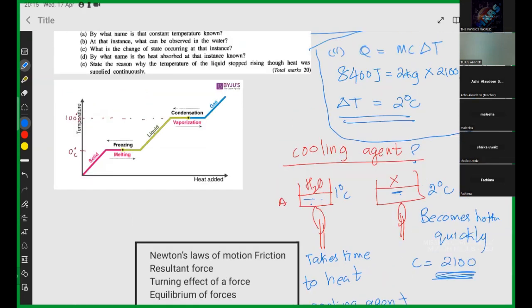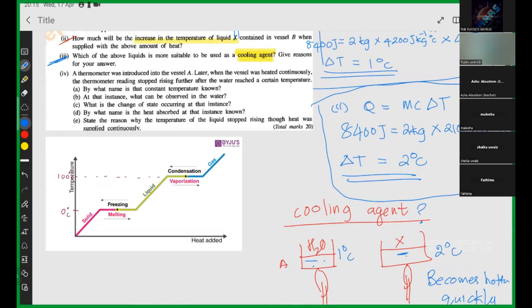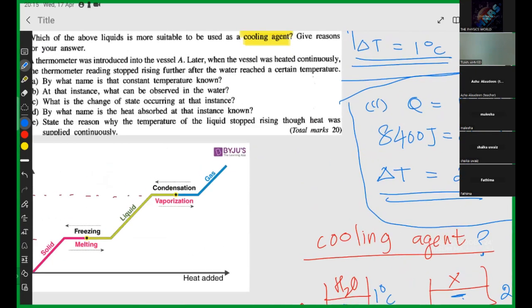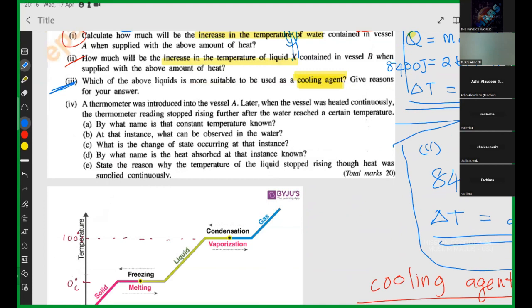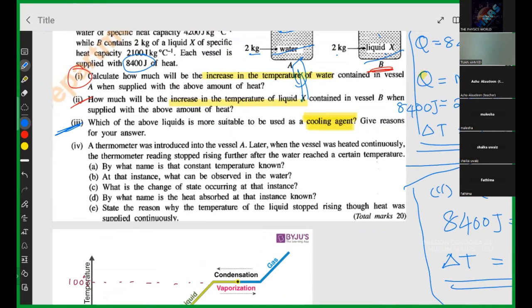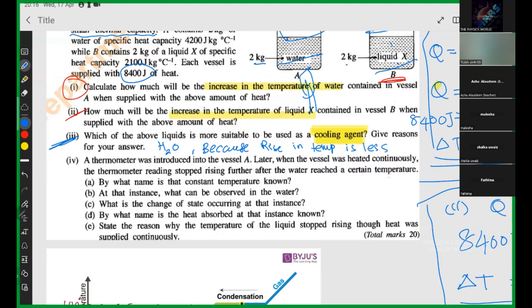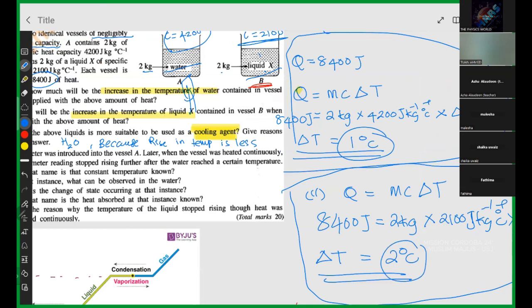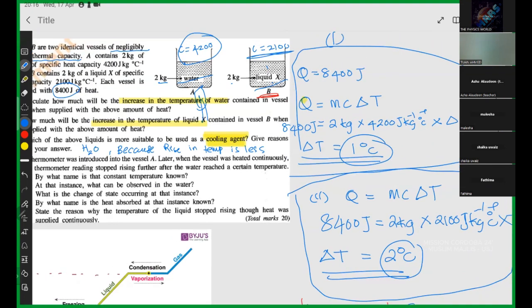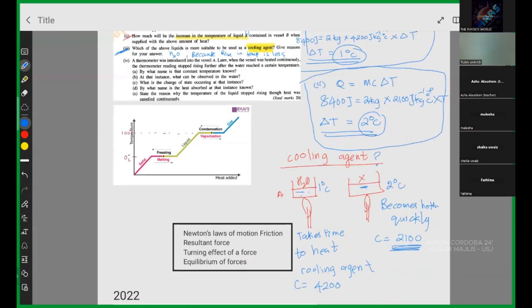In other words, you can tell that answer. So when you get the answer for this, the most suitable one is water, because the rise in temperature is less. You can see, 1 degree Celsius for water. For the other one, 2 degrees Celsius. So the rise in temperature is less for water. Hope you're clear. Some more explanations needed for this question?